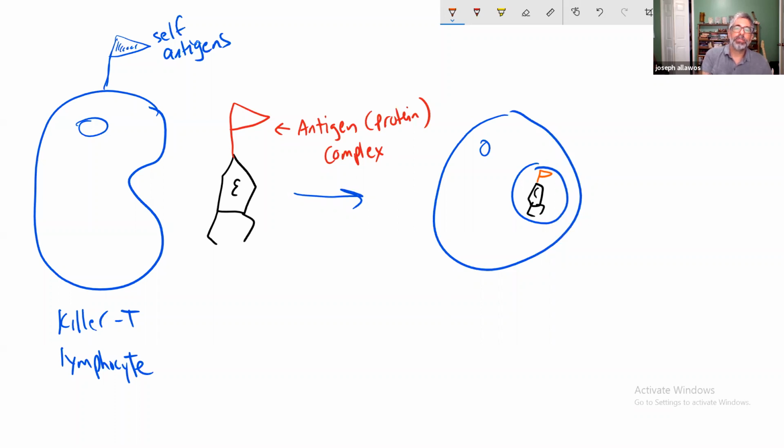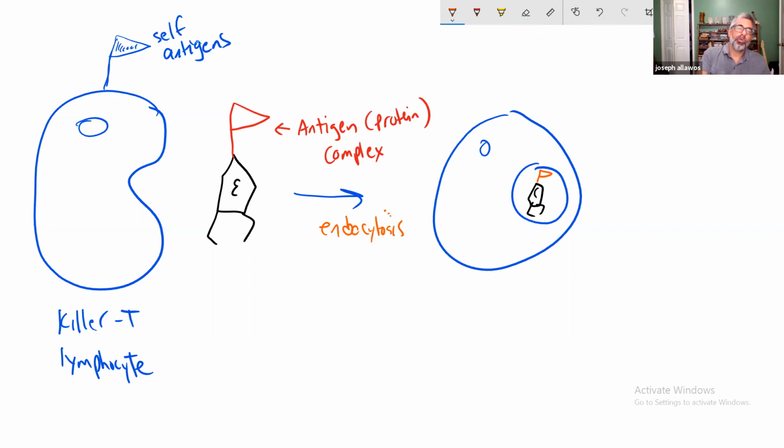And so you could see this is a cell by cell process, which would be relatively slow. Apoptosis, sorry. It'd be a relatively slow process, one killer T cell attacking one virus. But something else happens.